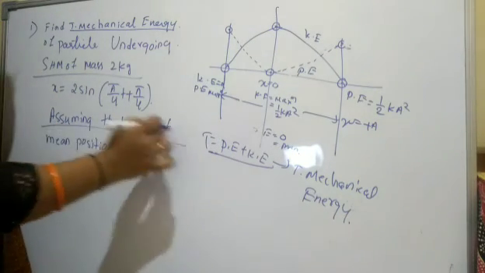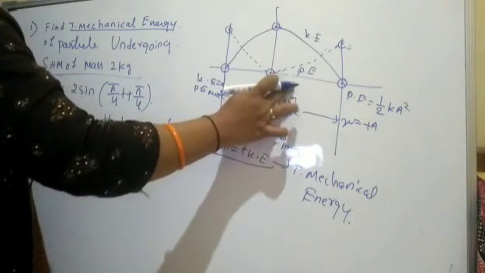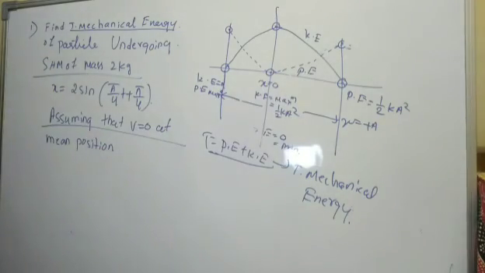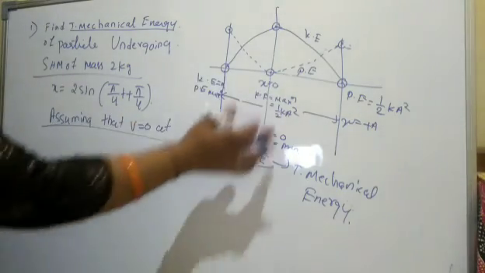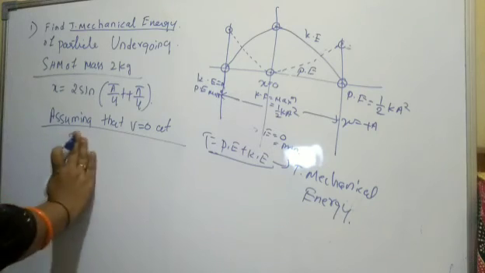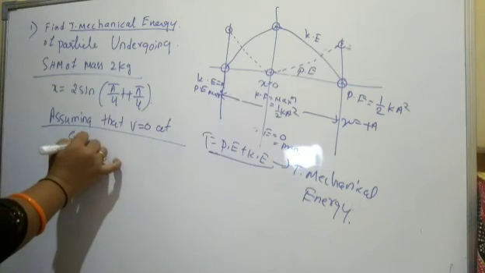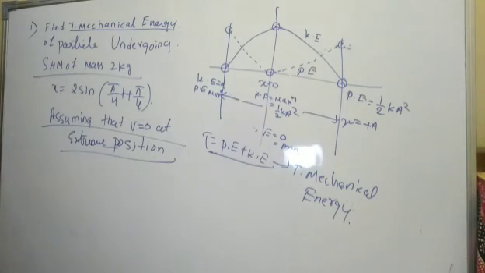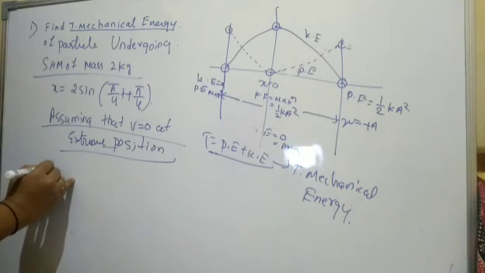It is given that, assuming velocity is 0 at the mean position. Obviously velocity will be... I think it is wrong here. Velocity will not be 0 at the mean position. It will be maximum. So we'll take it as assuming that v is equal to 0 at the extreme position. Right. Now let us find the potential energy and kinetic energy simultaneously.